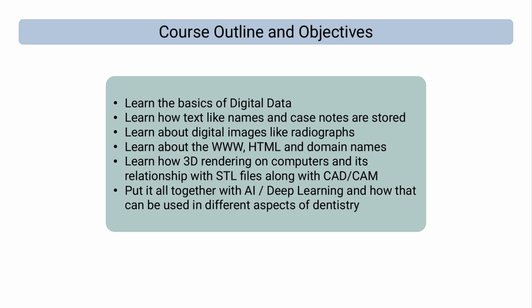And now here is the overview for this course. First, we will go over what digital data actually is, along with a few definitions. Then, we're going to go over basic text like patient names, case notes, and even emojis, and see how they're actually stored on a computer. Then, we will go over how images like radiographs are digitally stored, and we will also review how you can enhance whatever radiograph you have stored.